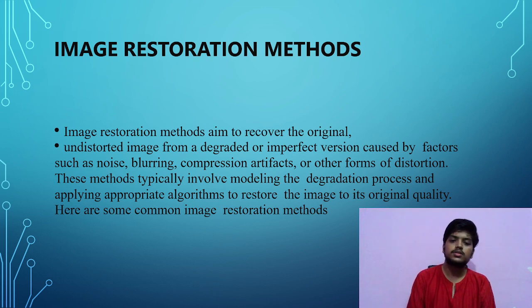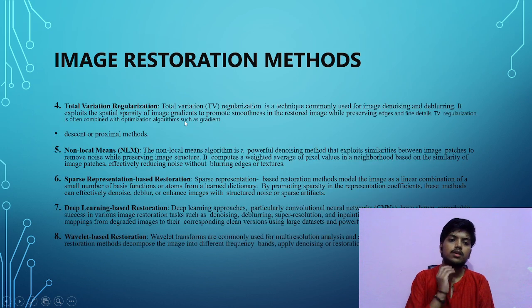Here are some common image restoration methods. Total variation regularization. Total variation (TV) regularization is a technique commonly used for image denoising and deblurring. It exploits the spatial sparsity of image gradients to improve smoothness in the restored image while preserving edges and fine details. TV regularization is often combined with optimization algorithms such as gradient descent or proximal methods.